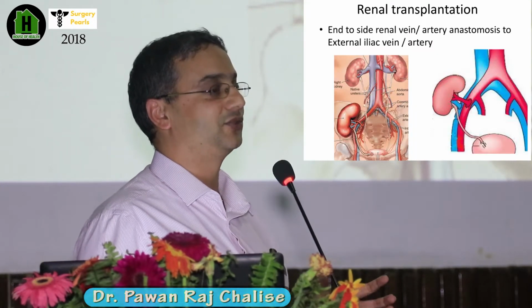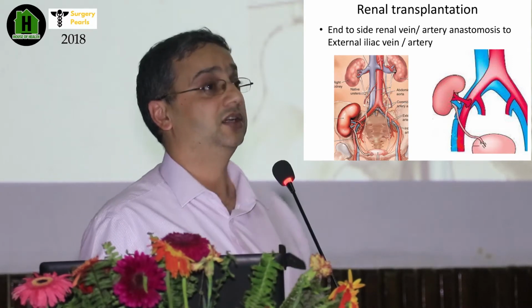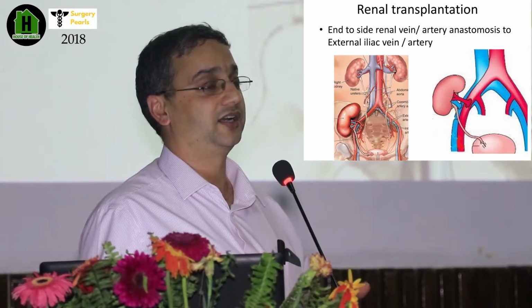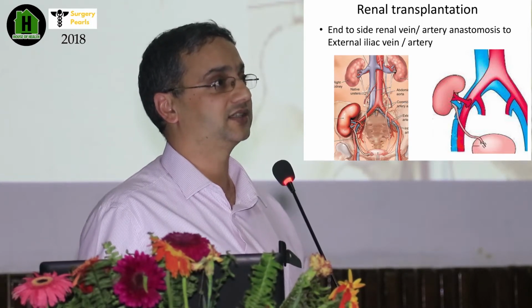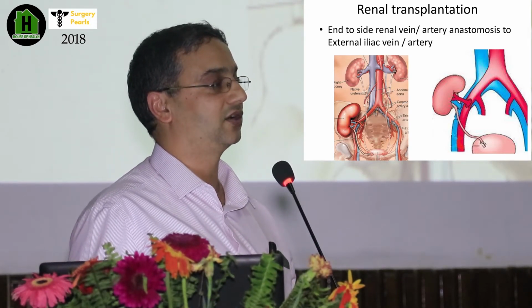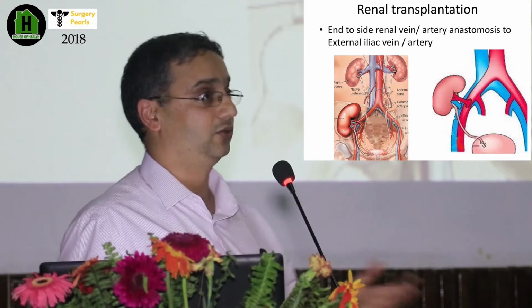I told you that we anastomose the renal artery to the external iliac artery and the renal vein to the external iliac vein. In some books, they mention that the artery should be anastomosed to the internal iliac artery. Yes, many people prefer the internal iliac artery as the first option. Compromising one internal iliac artery is not a problem, but we are doing it with the external iliac.